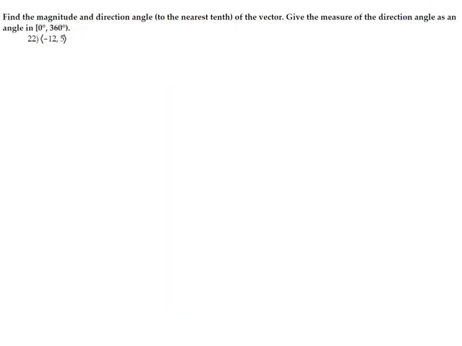Find the magnitude and direction angle to the nearest tenth of the vector. Give the measure of the direction angle as an angle in the interval from 0 to 360 degrees. So we're given negative 12, 5. These are the horizontal and vertical components. So we can make a quick sketch. Negative 12 and 5. This is our little vector right here.